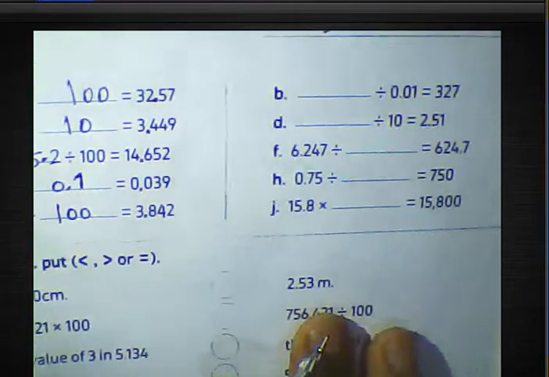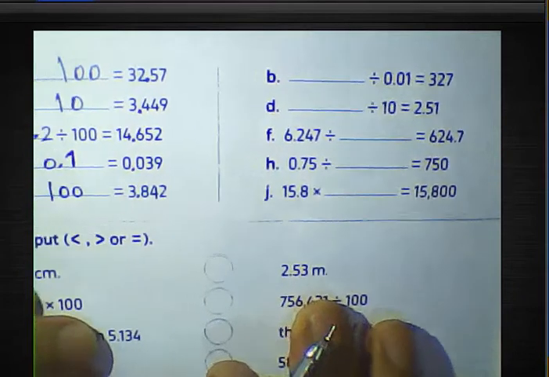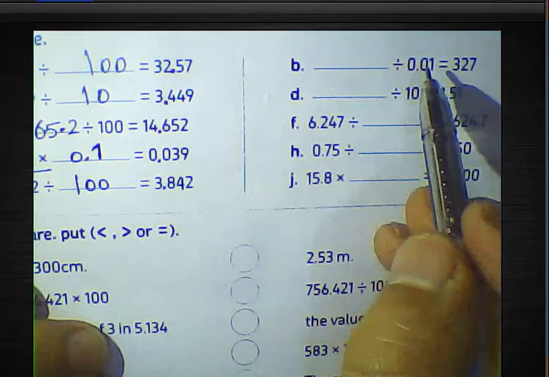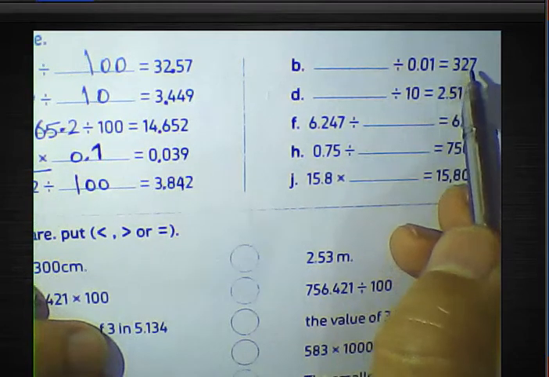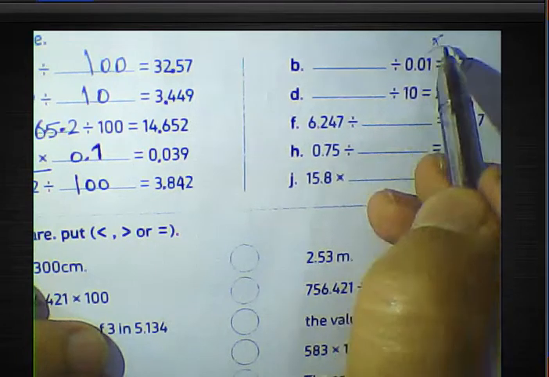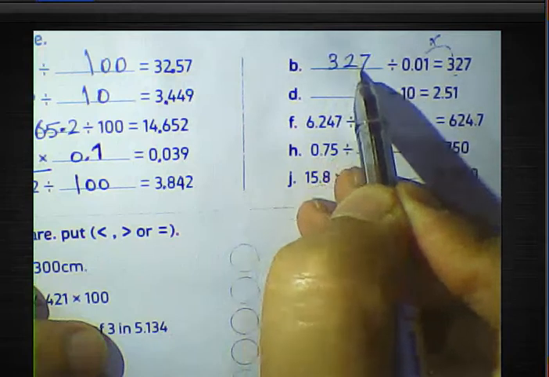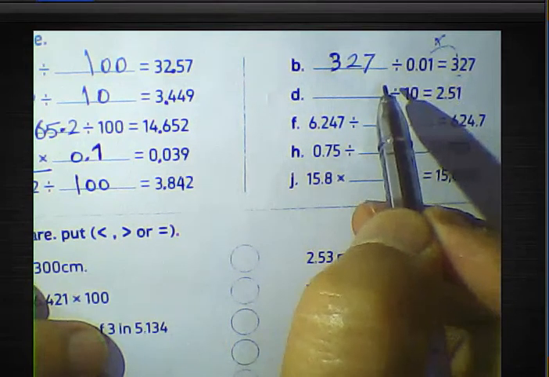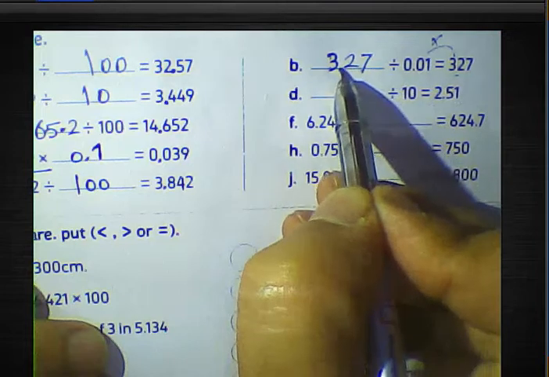And what about letter B? What about letter B here? We can find the dividend by multiplying the divisor and the quotient. What about 327 multiplied by this number? We can write 327 here, and the point must be after two digits.